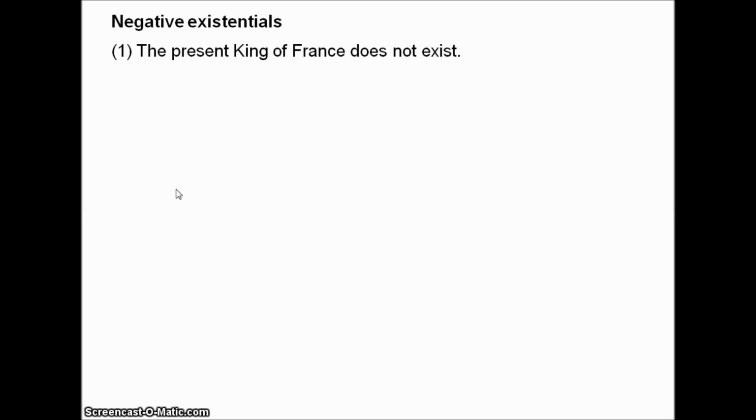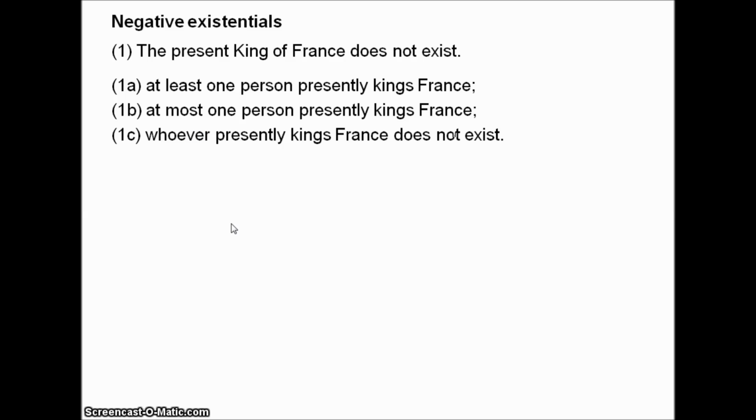Now, as noted, the problem here is that we seem to be both asserting and denying the existence of the present king of France. In this case, our analysis gives us at least one person presently kings France, at most one person presently kings France, whoever presently kings France does not exist. Oh dear. What does this mean? Has Russell's analysis stumbled at 1C?